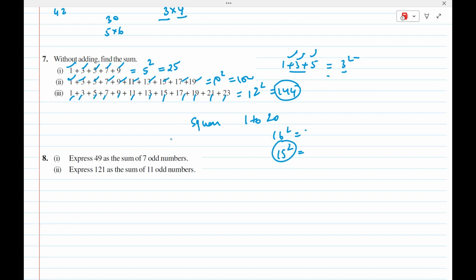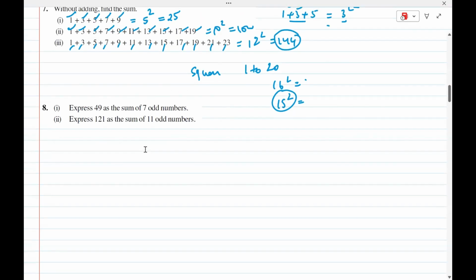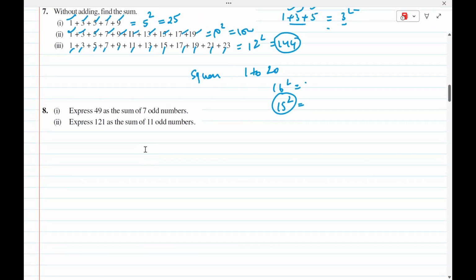The last question, I think it is the last question. That is question number 8. Express 49 as the sum of 7 odd numbers. Why does it say 7? Because 49 is 7 square and a square number can be represented as the sum of odd numbers. That's what we have done.